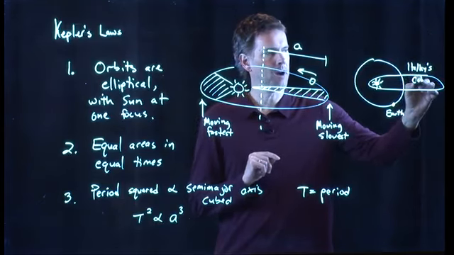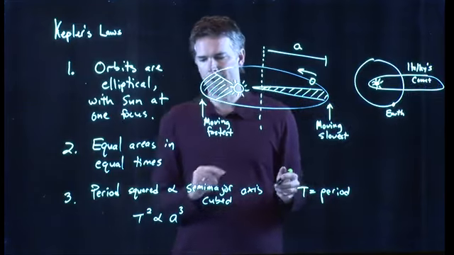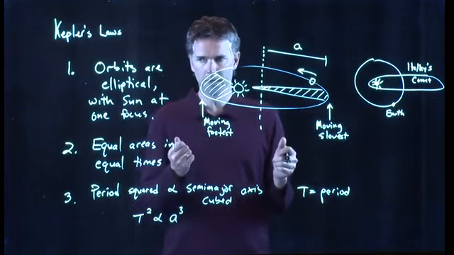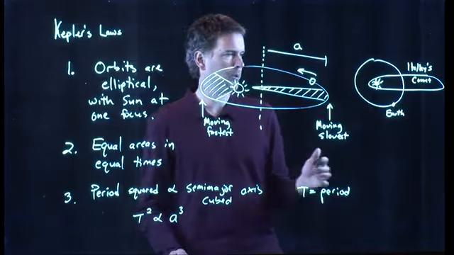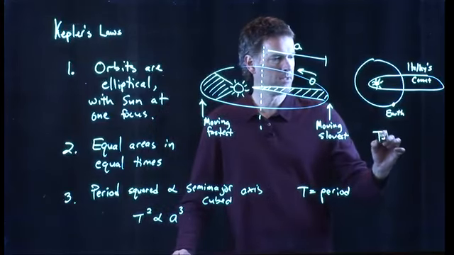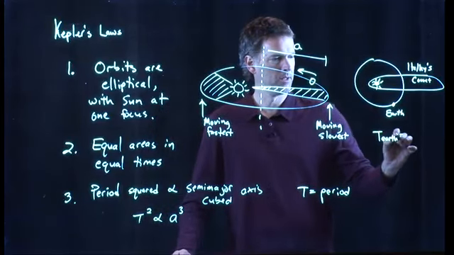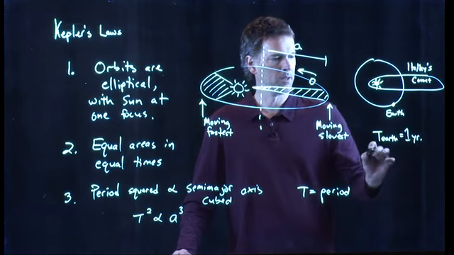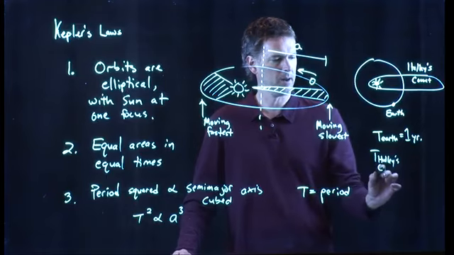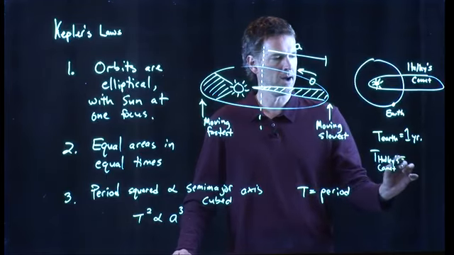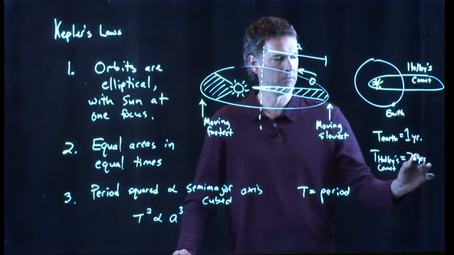And Halley's Comet has a long period, right? If that semi-major axis is big, it has to have a very long period. And we know what that is. T for the Earth is 1 year. But T for Halley's Comet, what's the period of Halley's Comet? It is about 76 years.